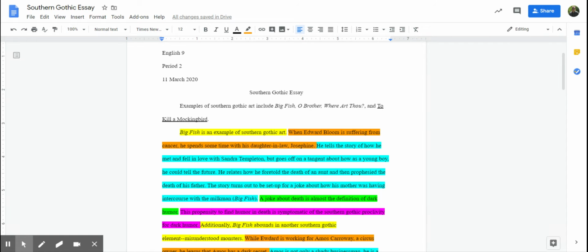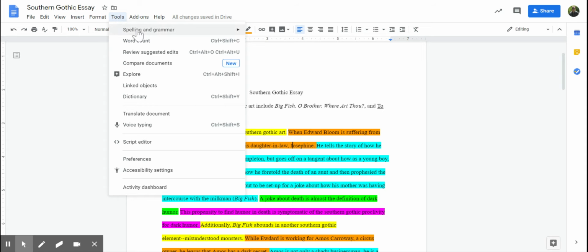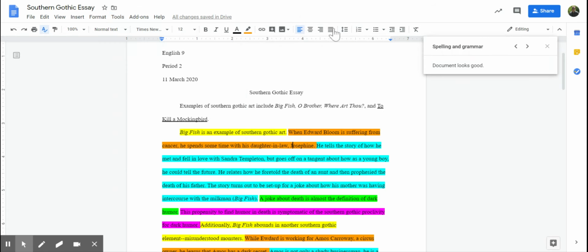Use this handy dandy spell check. So if you go to tools, spelling and grammar check, it should go through your document. You do have to be smarter than the machine. Sometimes it thinks that there's an error and there isn't an error. Sometimes there is an error and it doesn't catch it. So you have to be smarter than the machine.